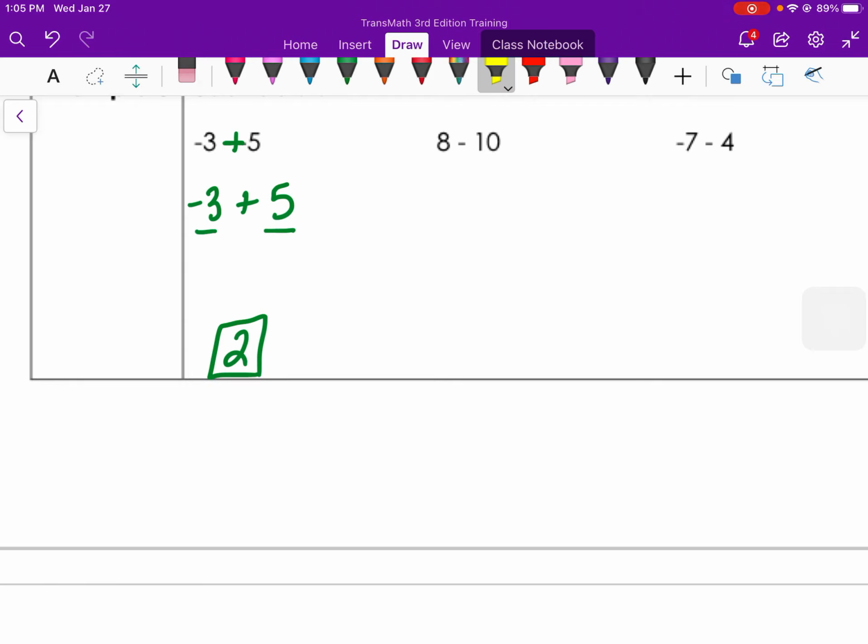You can use your integer counter still too, though. Positive 5 and negative 3 is positive 2.